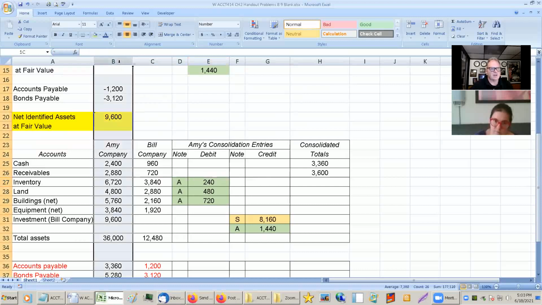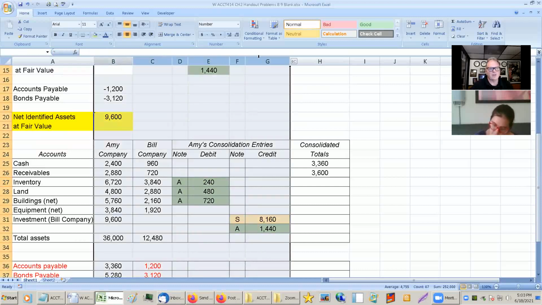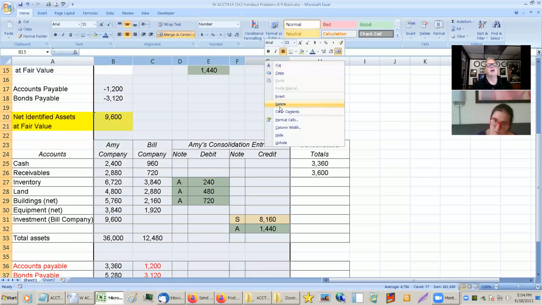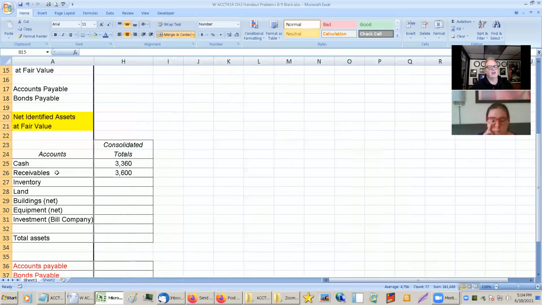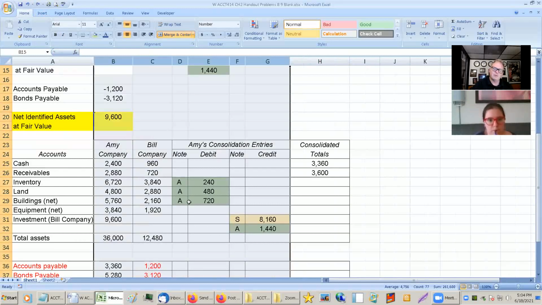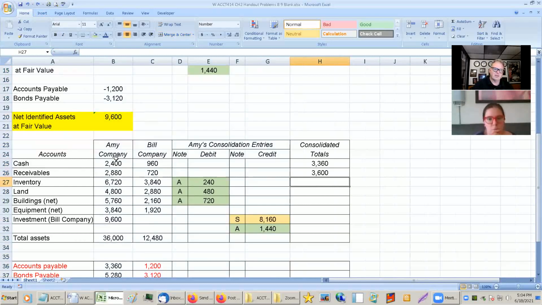Just to give you an idea of where this is going, this is what's going to be shown. Let me hide this for a second. When you read these financial statements, the consolidated ones, all you're going to see are the totals. You're not going to see all this stuff. You'll see Amy's statements, Bill's statements, but the consolidated ones will just be the totals.